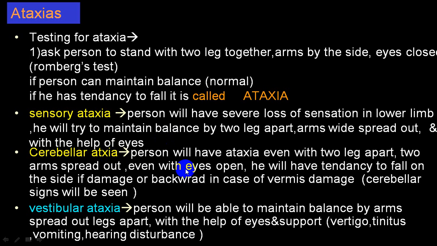In cerebellar ataxia, the person, even with the two legs apart, two arms spread out, even with eye open, will have a tendency to fall. So whether with eye open or eye closed, he will have a tendency to fall. While in vestibular ataxia, the person will be able to maintain the balance with the arms spread out, legs apart, and with the help of the eye and a little support. And in that, the person will have associated vertigo, tinnitus, vomiting sensation, and even hearing disturbances. That will be very typical, which will not be seen in sensory or cerebellar ataxia.